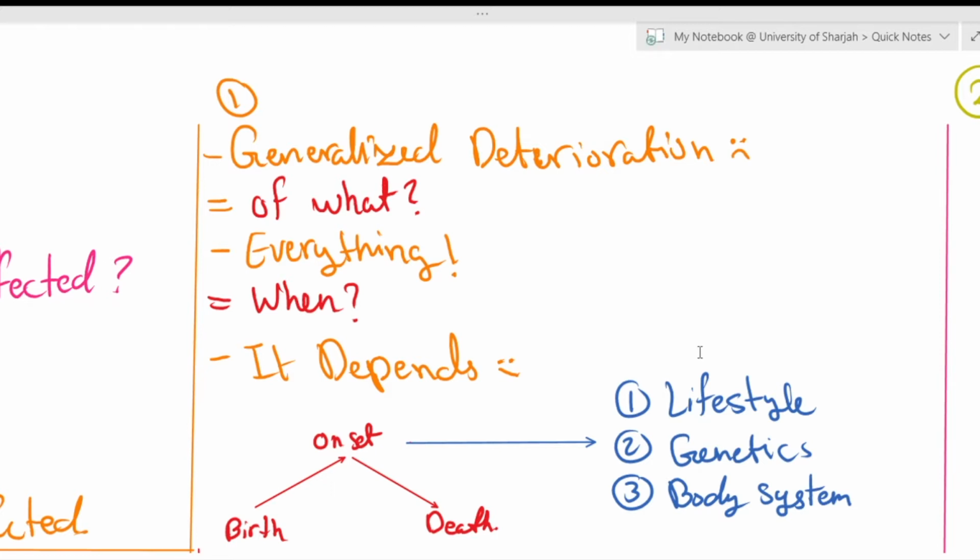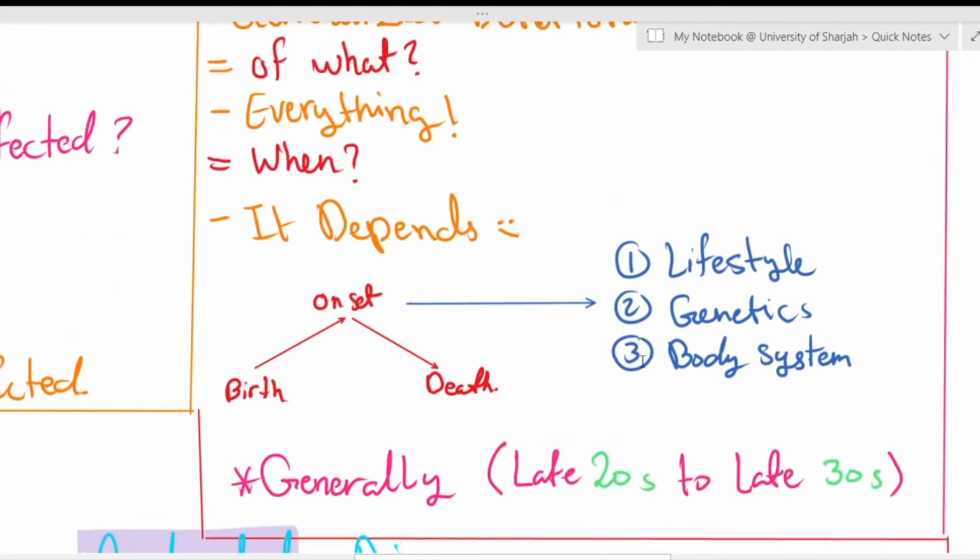Also, it will depend on the body system that is involved in this aging process. Each body system can cause different changes, or the aging in the body system will happen differently and at a different rate. But as a general idea, aging can start from late 20s to late 30s. And if you see someone in his late 20s or mid 30s, you will notice that he's starting to have white hair. And white hair actually is an evidence of aging.